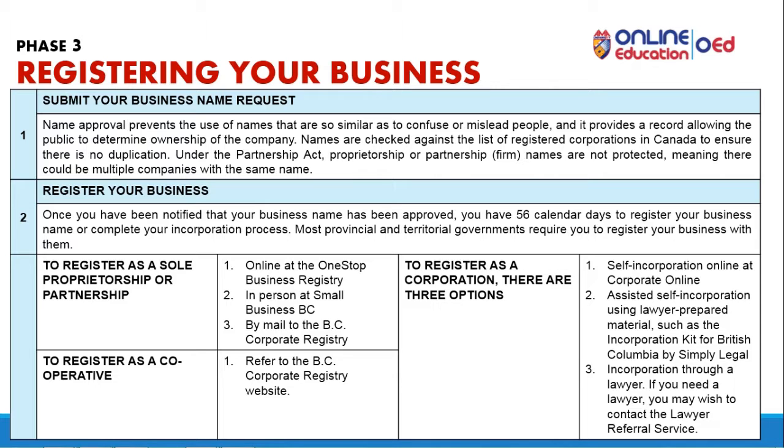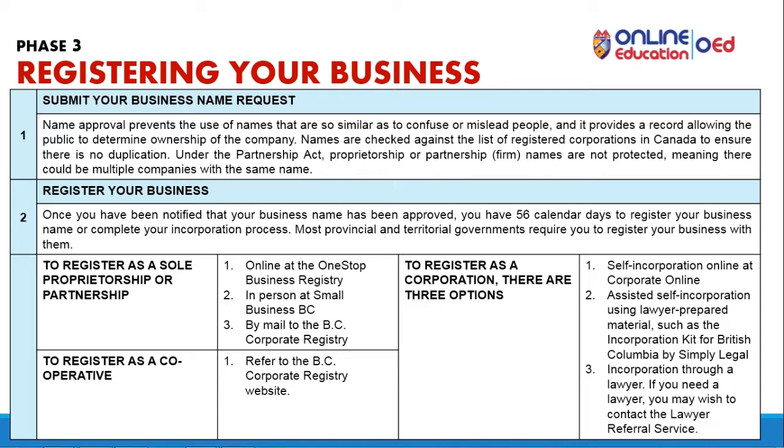To register as a sole proprietorship or partnership, you can follow these steps: first, online at the One Stop Business Registry; second, in person at Small Business BC; or third, by mail to the BC Corporate Registry. Next, to register as a cooperative, you have to refer to the BC Business Corporate Registry website.